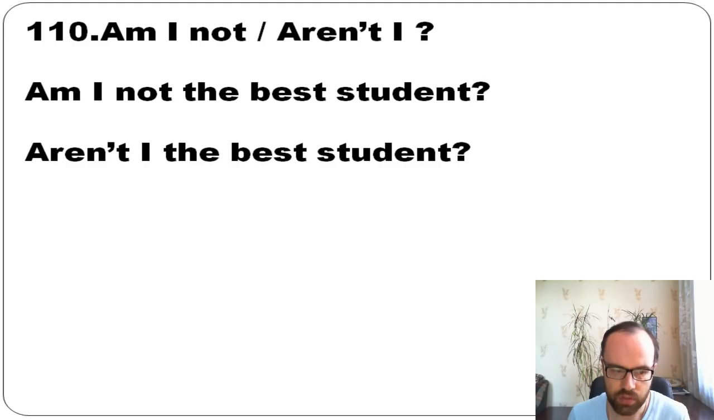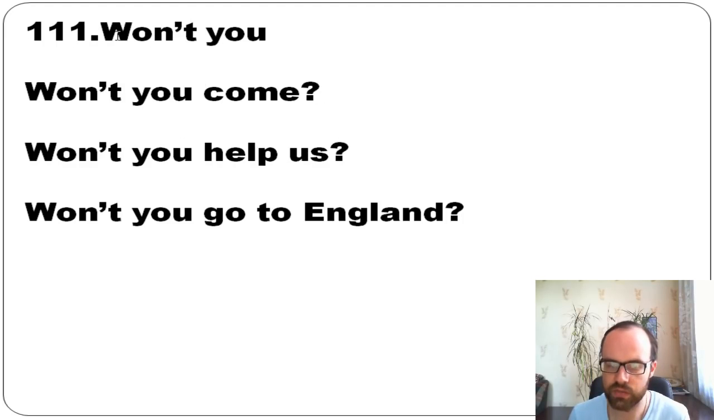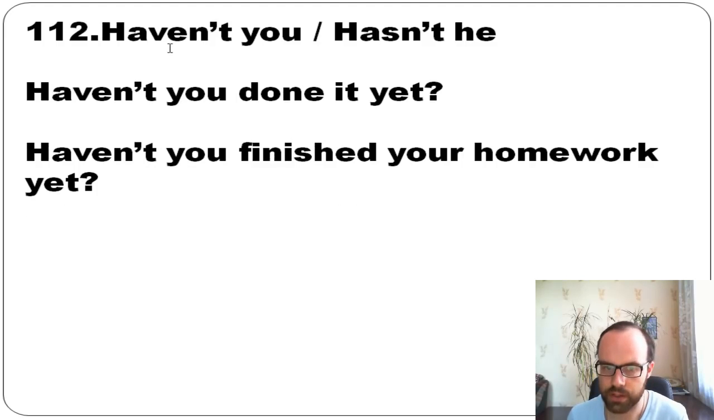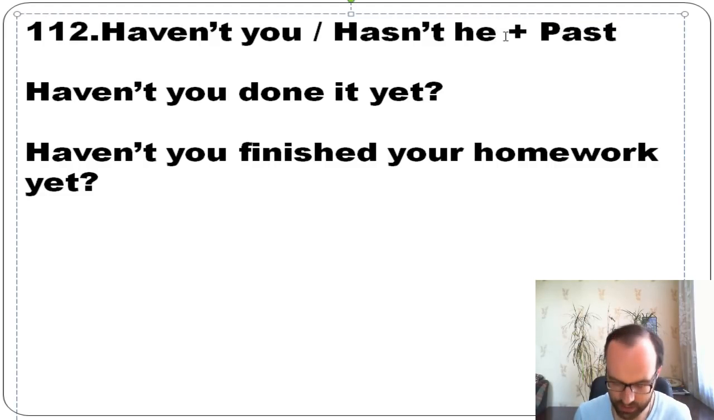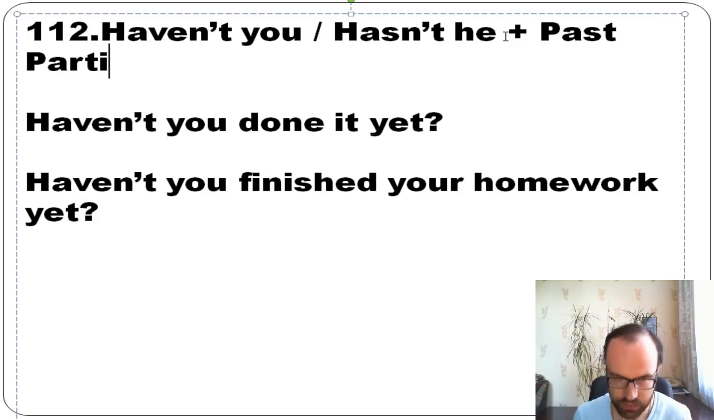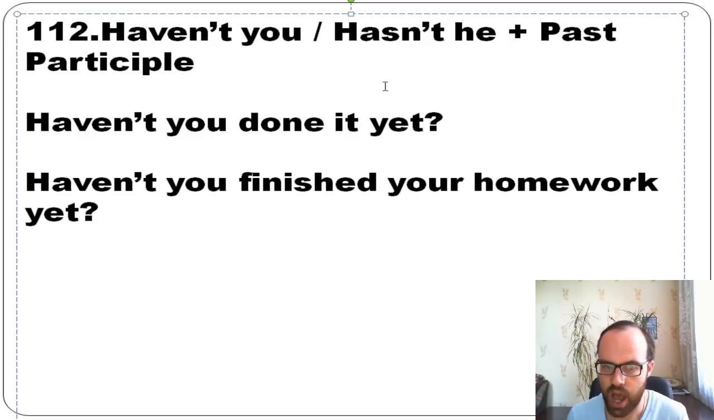Okay, let's talk about future simple and the negative form in questions. So we ask, won't you, won't he, won't she? Won't you come? Won't you help us? Won't you go to England? It can be in present perfect, haven't you or hasn't he, then you use the past participle. Haven't you done it yet? Haven't you finished your homework yet?